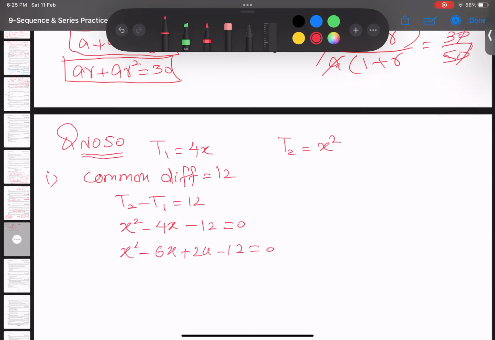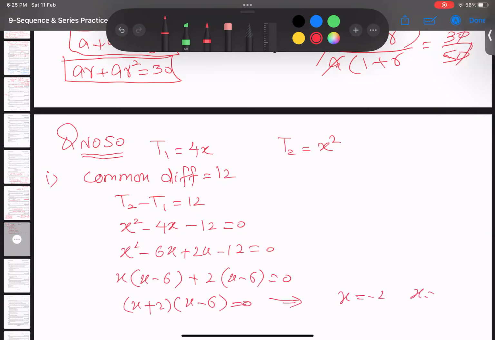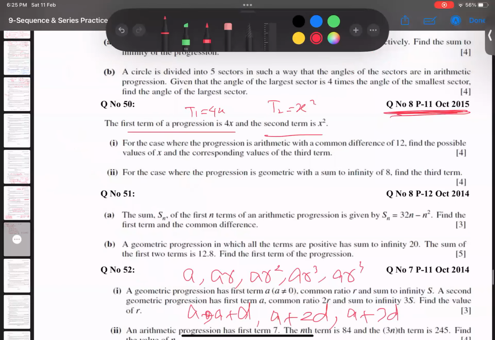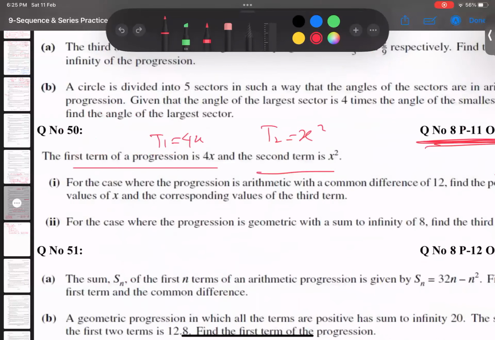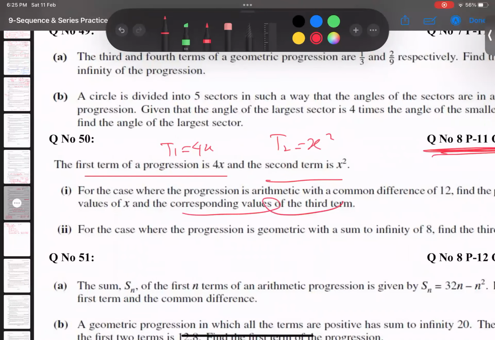I'm going to factorize, or you can apply the quadratic formula, but factorization is the best way for this kind of question. I'm getting x plus 2 and x minus 6, so two possible answers: x equals -2 and 6. He asked to give the possible values of x and the corresponding values of the third term.